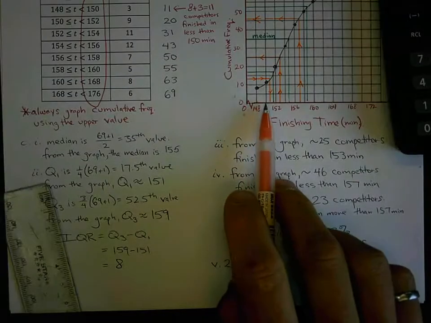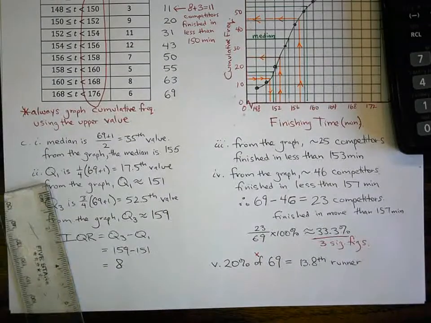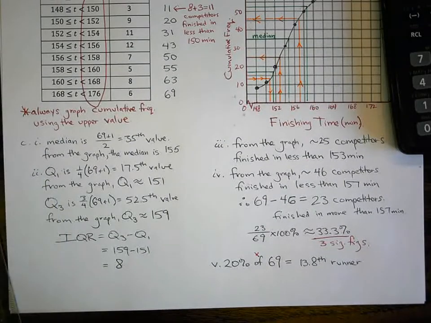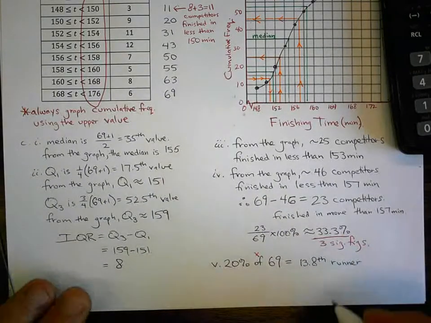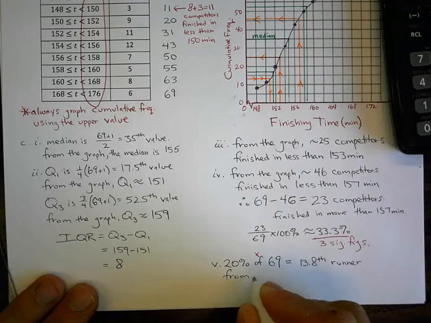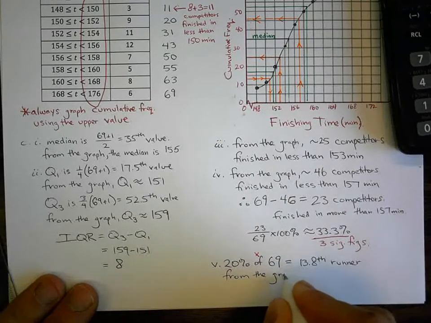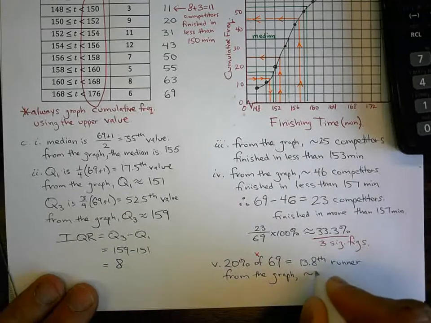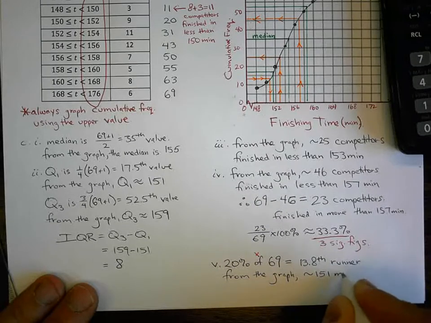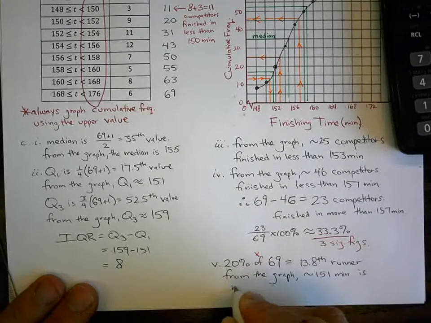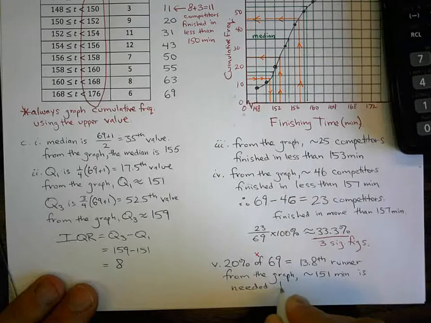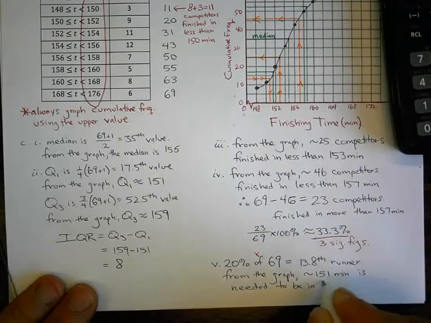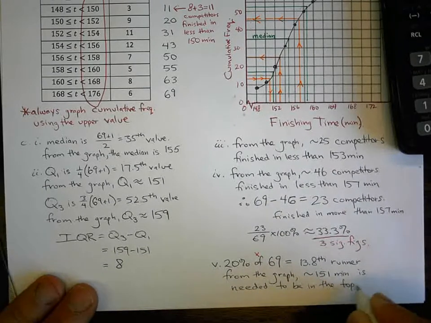This is 150, so oh, did I make a mistake here? Oh, it's 151, I guess, again. From the graph, around 151 minutes is needed to be in the top 20%.